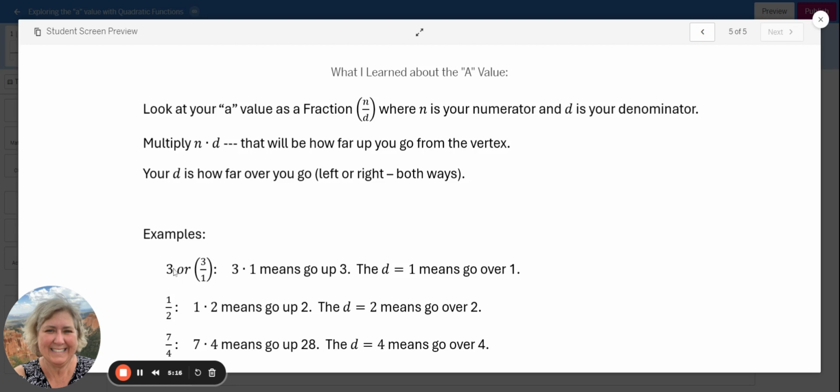So here are 3 examples. A 3 as a fraction would be 3 over 1. So multiply them, n times d, 3 times 1 means it goes up 3. And then the d equals 1 makes it go over 1. 1/2, what's 1 times 2? 2, so it goes up 2. And then what's the denominator? 2, so it goes over 2. And then 7/4, what's 7 times 4? That's 28, so it's going to go up 28. And then the d value being 4 means it's going to go over 4. That'll work every single time.